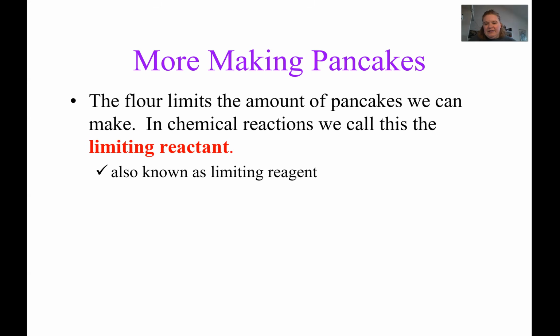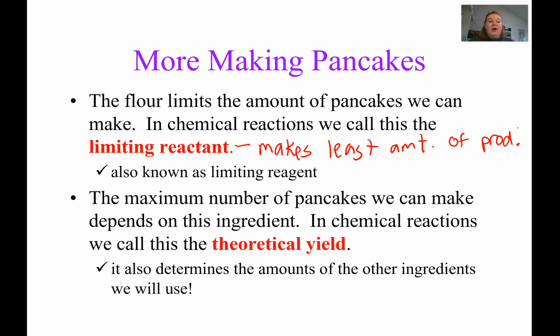The limiting reactant, also called the limiting reagent, is going to be our ingredient, our chemical, that limits how much product we can make. It's also going to be the ingredient that will run out before everything else. So when we look at our 3 ingredients and how much product or how much pancake they can make, the limiting reactant is the one that can make the least amount of product.